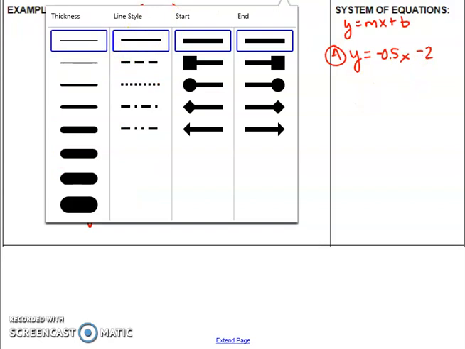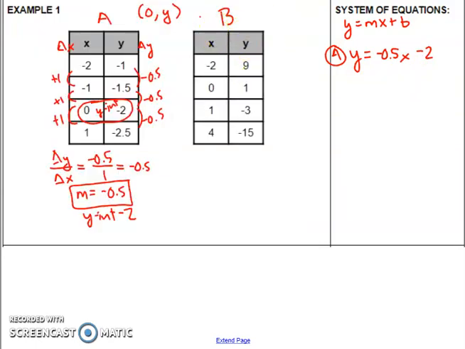Let's look at B. Same process. I changed my color just so that it stays a little neat on here. Here we go. Sorry, my voice is being all crazy, guys. All right, so how does it change? 9 to 1 is -8. 1 to -3, that's not -8, that's going to be -4. And -3 to -15 is -12. They're all different. Don't freak out yet.